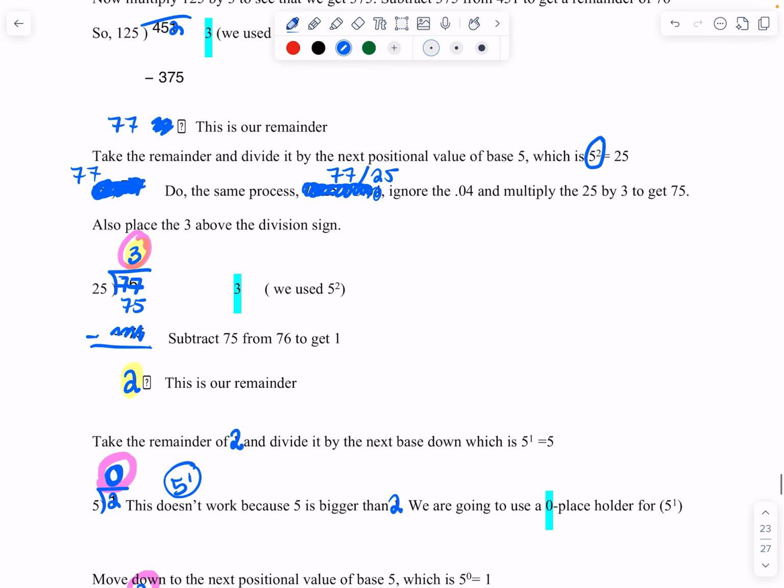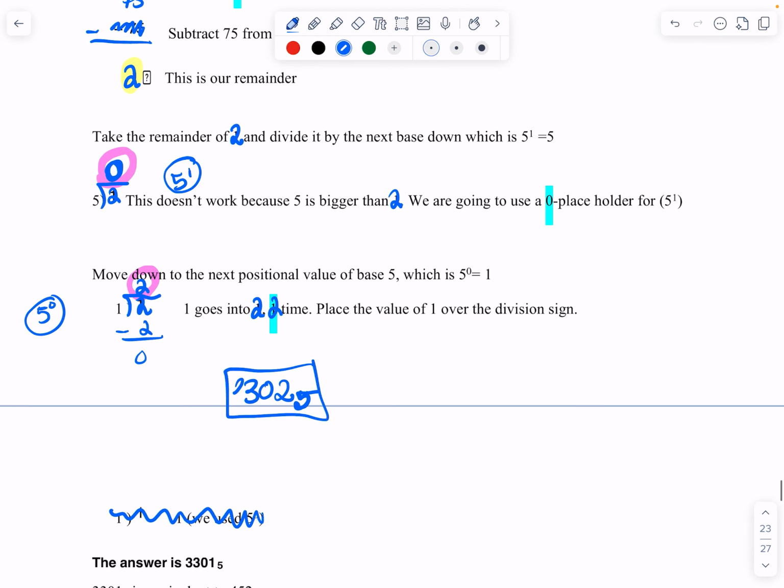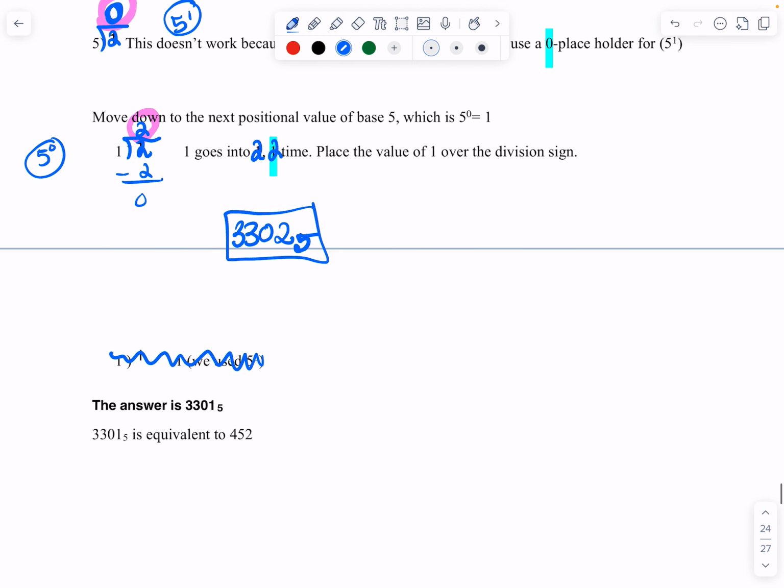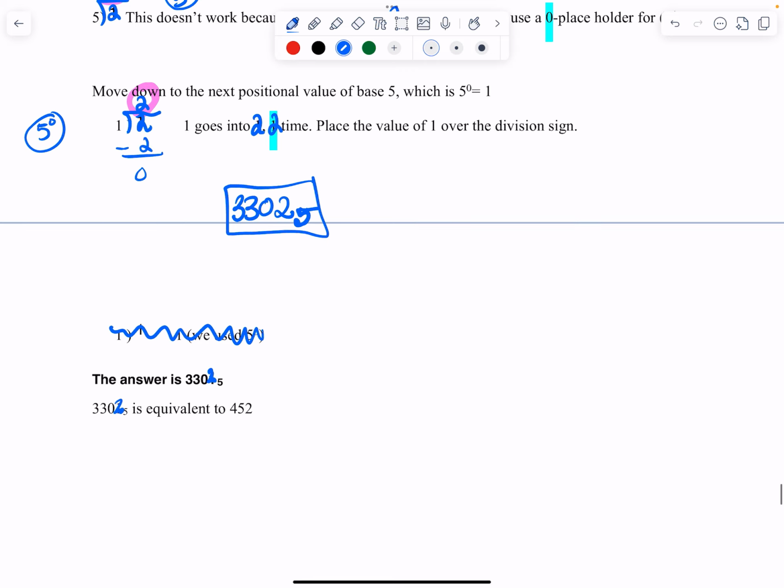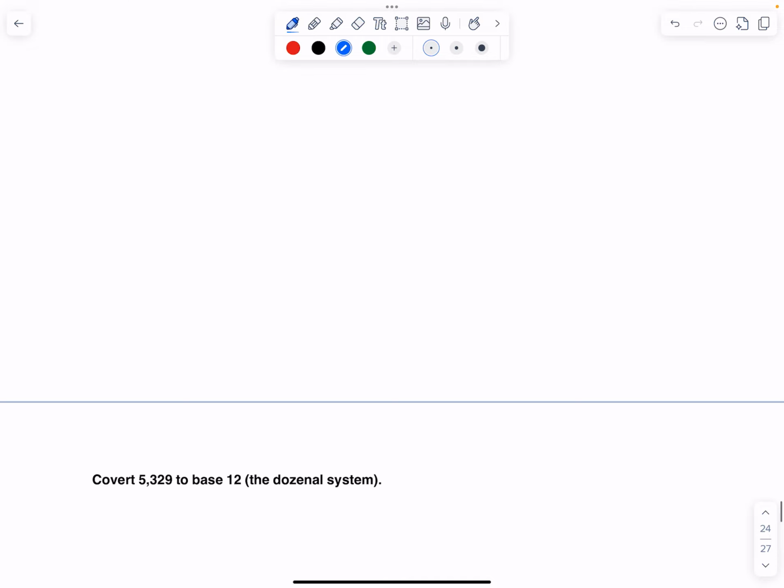Oh, I did miss an extra 3. Sorry about that. So this should be 3302. We need to fix this. 3302 is equivalent to 452. Okay, so let's look at the next one.